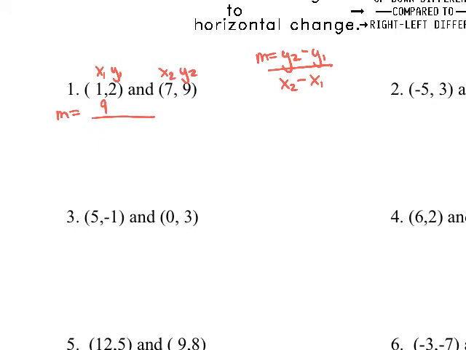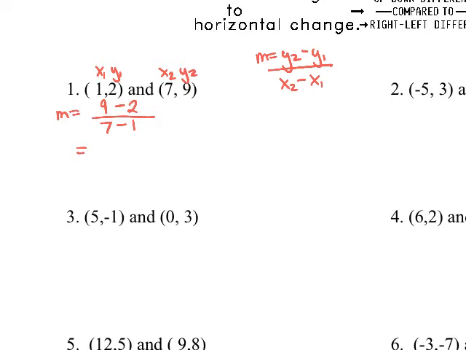Then I say, okay, there's a minus, so I put a minus. And then y1, okay, look for y1, that value is 2. So I put a 2. Looking at the bottom, I have x2. The value for that is 7. And then minus, and the value for x1 is 1. So that's it. I just plug it in, and now I do my math.